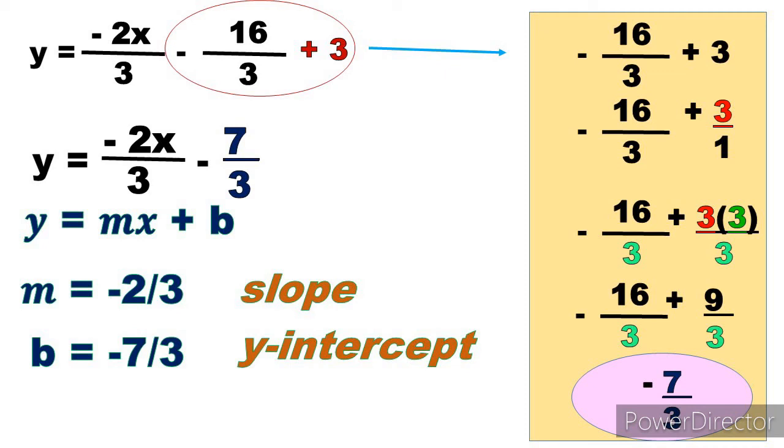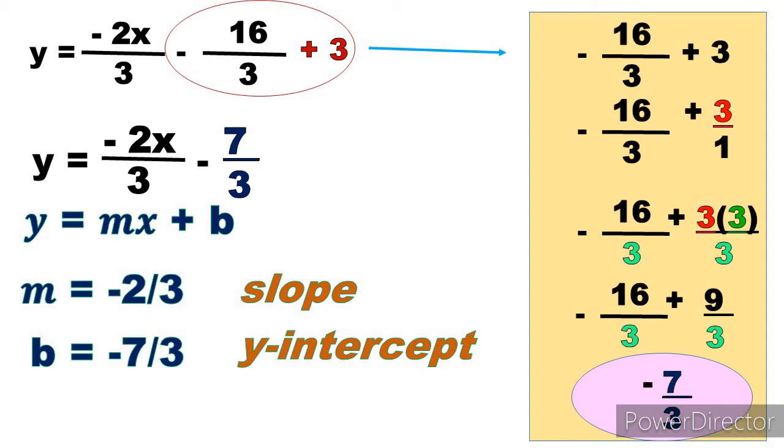So, we have now 3 divided by 3 is 1 times 16 equals 16 over 3. Plus, 3 divided by 1 is 3 times 3. So, that's why we have negative 16 over 3 plus 3 times 3 over 3. Then now we have negative 16 over 3 plus 9 over 3.